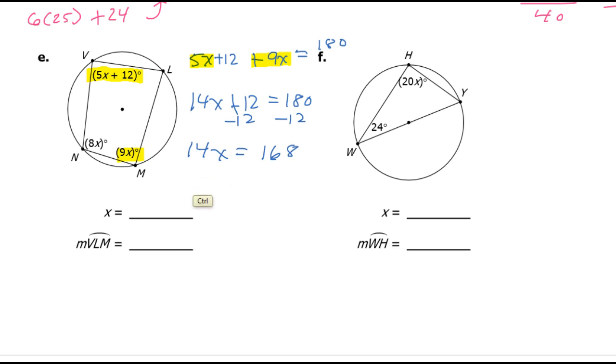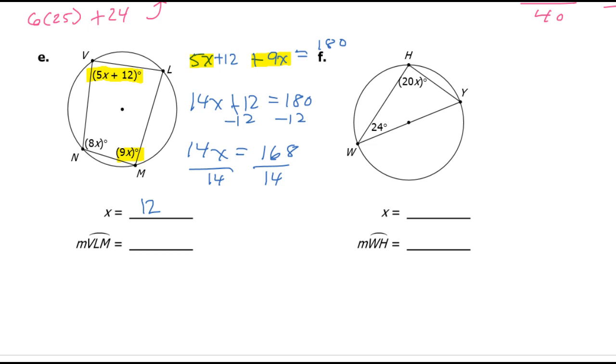Okay, and then what? Divide 14,568. All right, and then what do I get? Oh, can somebody just tell me the answer to this? He doesn't have his calculator right now. 12. So x is 12.